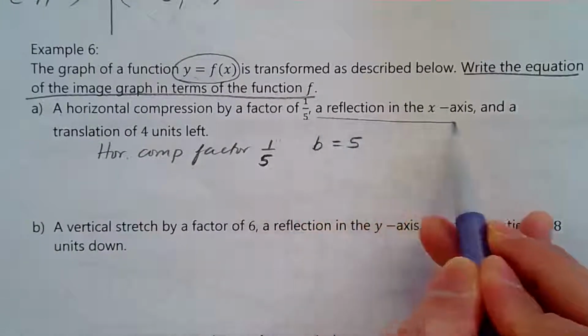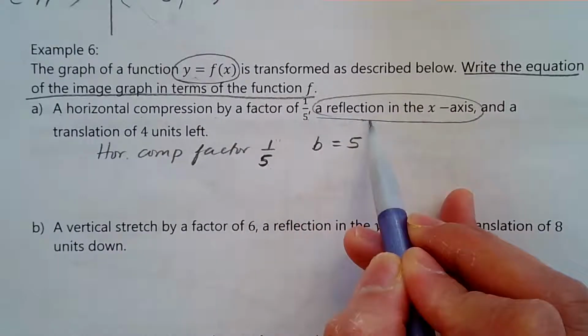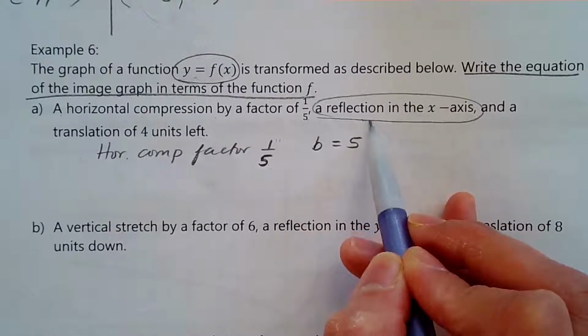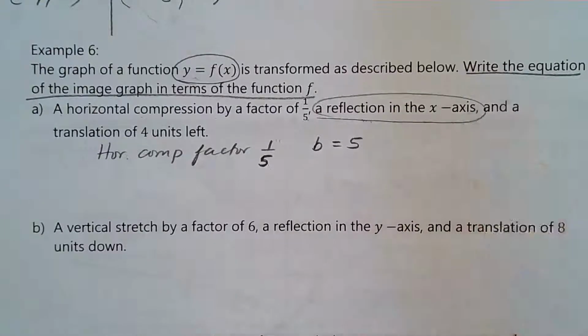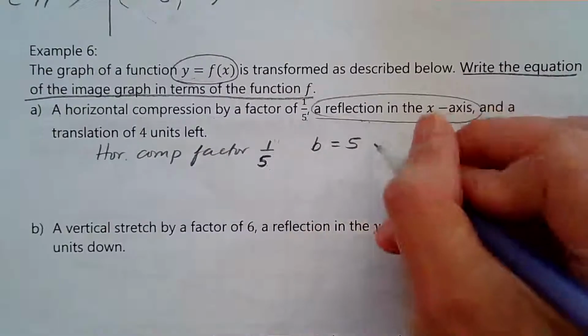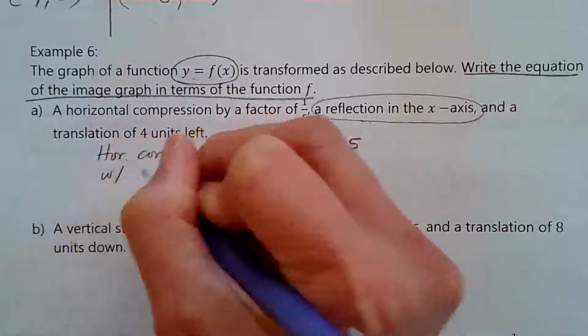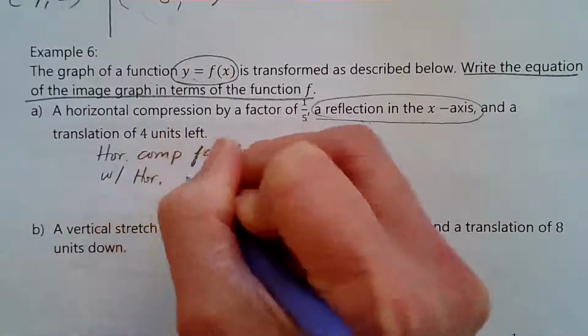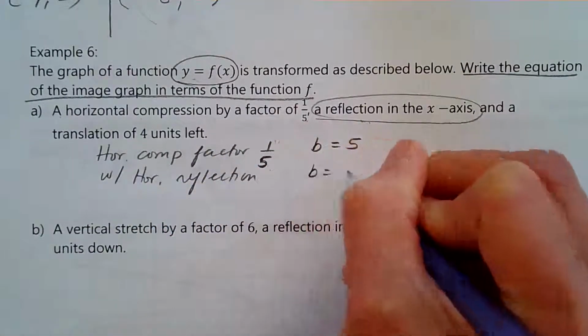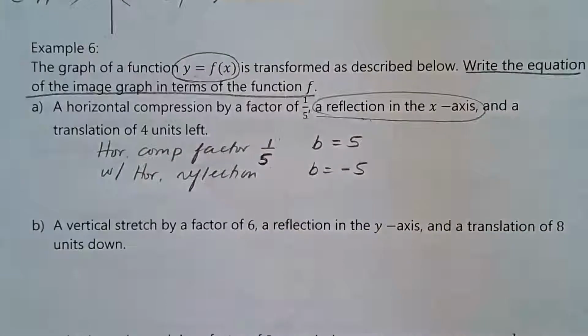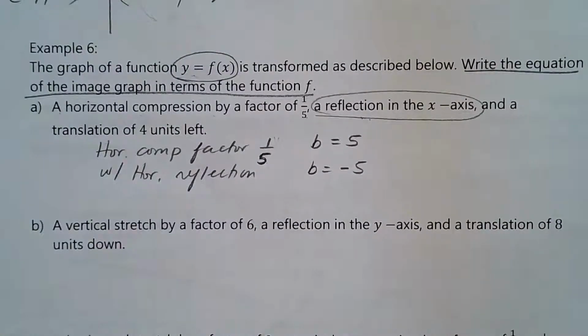And the reflection on the x-axis. So that means instead of just b being 5, it's going to be negative 5. So with the horizontal reflection, it would be negative 5.